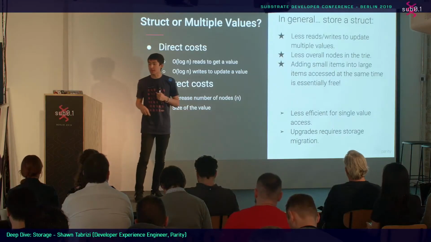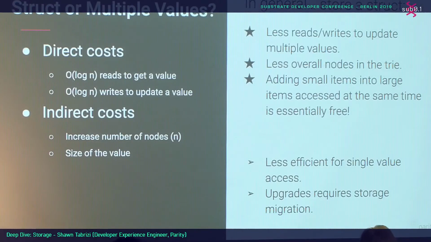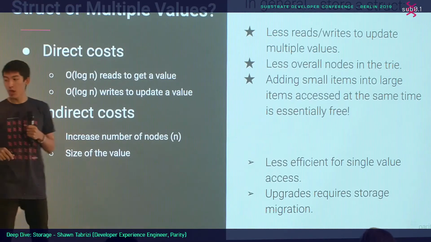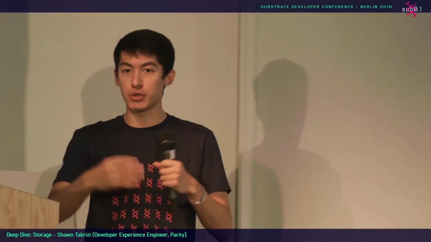Okay, so let's talk about structs and multiple values. Basically, you get to a point where you need to decide whether to use a struct to combine a bunch of data, or to separate everything as multiple values. First, it's important to understand the direct and indirect costs of adding more or fewer nodes to a tree.